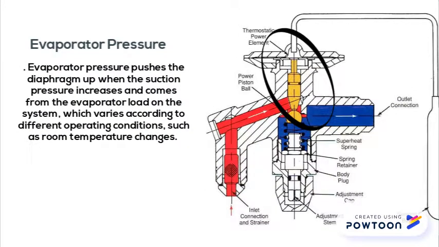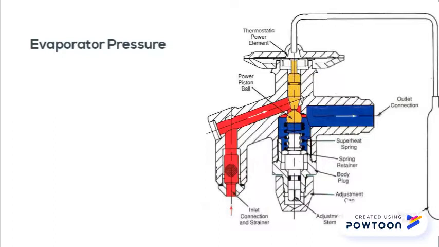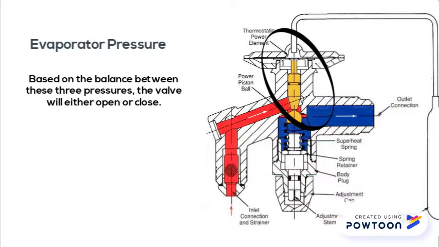Evaporator pressure pushes the diaphragm up when the suction pressure increases and comes from the evaporator load on the system, which varies according to different operating conditions such as room temperature changes. Based on the balance between these three pressures, the valve will either open or close.